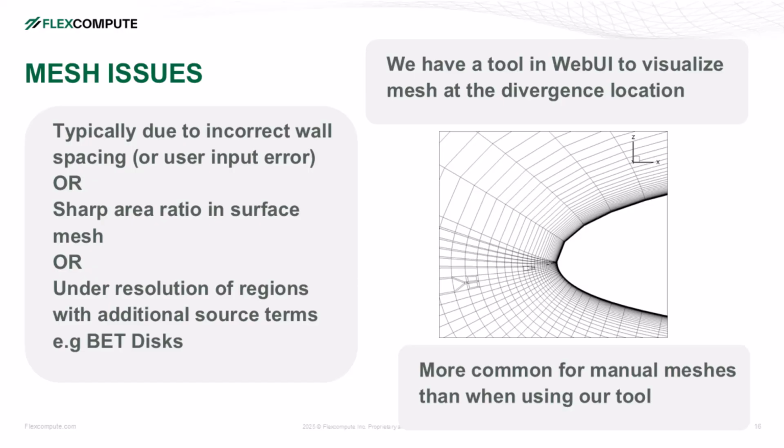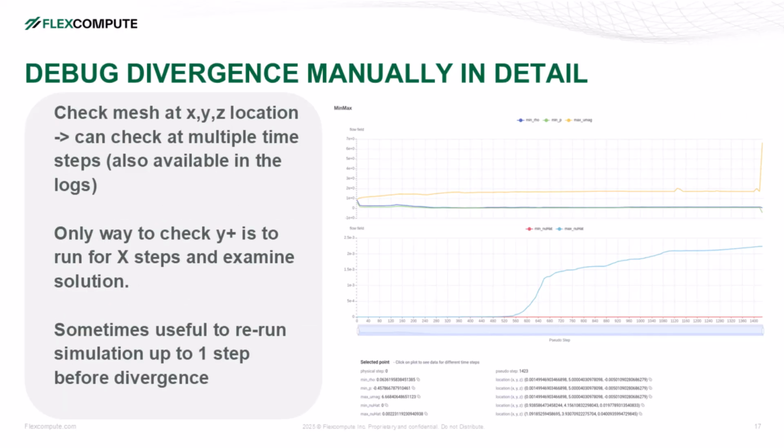Another reason could be under-resolved regions where strong source terms are applied, such as BET regions for rotor loads. If the mesh is too coarse, it may place source terms in only a few cells, causing very large gradients that the solver struggles to handle.